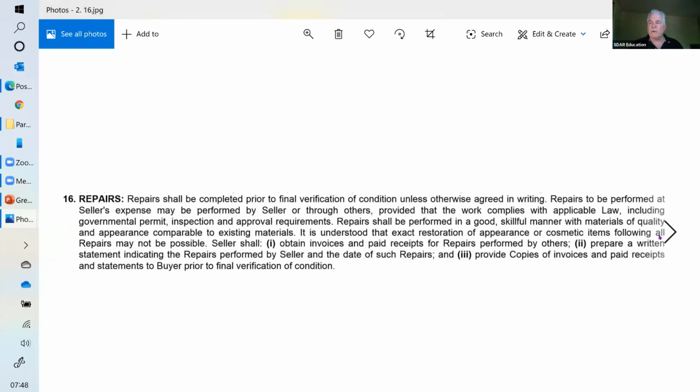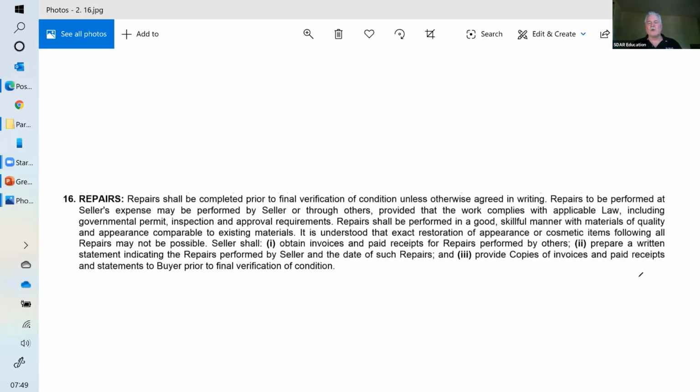I'm going to go to paragraph number 16 finally, after wasting a little bit more of your time there. So we're on paragraph number 16. Let's talk about number 16. So repairs shall be completed prior to final verification of condition. So the seller waiting until the last minute to do repairs is not going to work, because the buyer is going to be insisting that they have an opportunity, which they have the right by contract, to verify the condition after the seller has done the repairs. So a delay by the seller could create kind of problems for that.